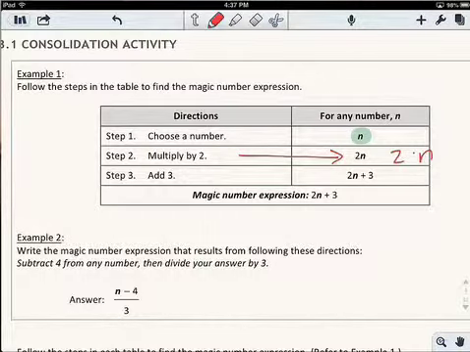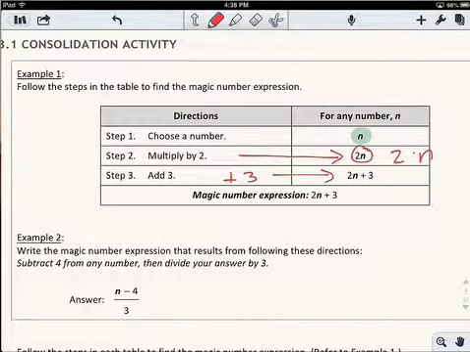All right, so the next direction that we got was add 3, and we said yesterday you have to add 3 to the thing you got from the previous row. So we have 2n, we're going to add 3 to it, and so we get 2n plus 3. What we're going to call our magic number expression is that last line that we get, 2n plus 3. An expression is just something that's mathy looking with some numbers, variables, addition and subtraction kind of stuff in it. So it's not like an equation you're trying to solve.